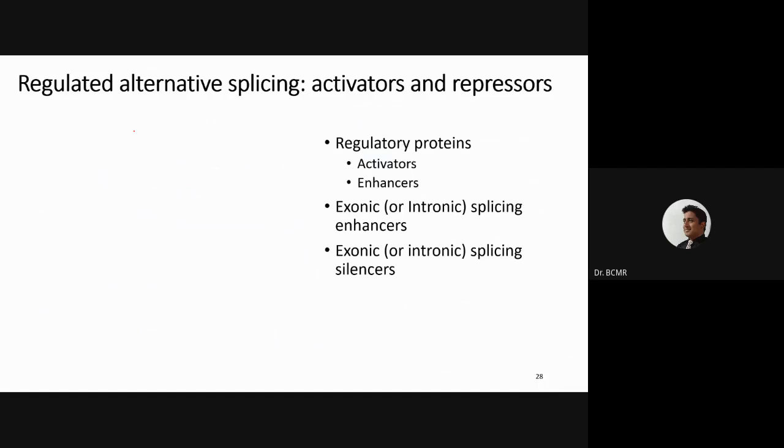So there is regulated alternative splicing. We haven't touched on it, and we are not going to discuss it much either. Maybe in the review classes we will take it up. We'll see if we should. The regulatory proteins are activators and enhancers, which will either suppress splicing in a certain region or activate splicing within a region.